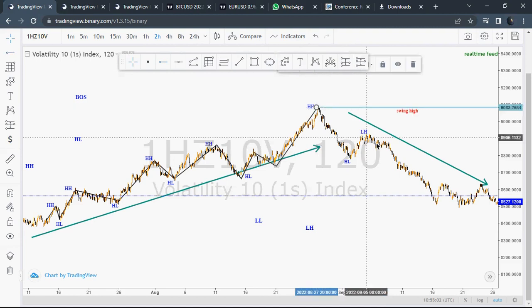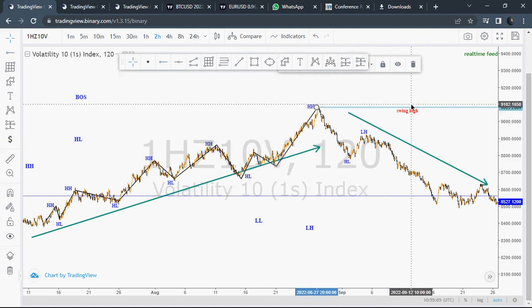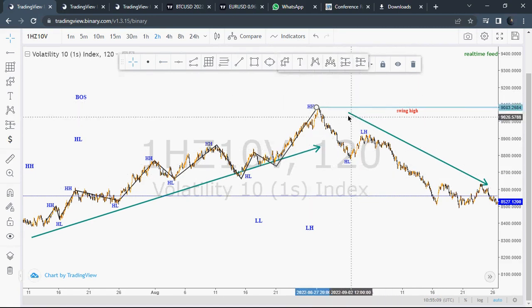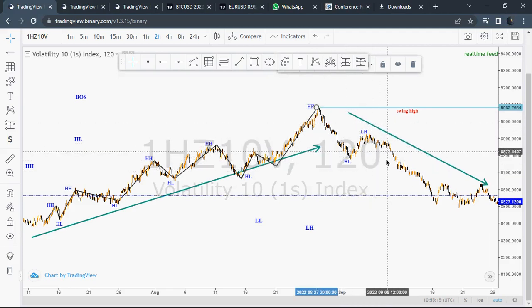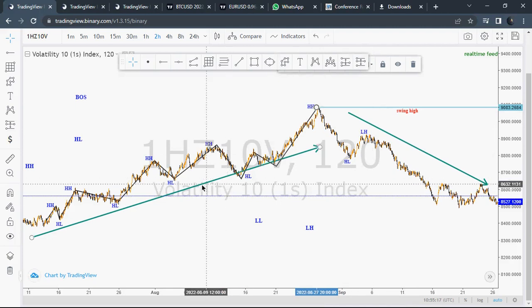You can see this was the last high, what's known as the swing high, and then price failed to go up to create a new higher high, but rather created a lower high. So this tells us that the market is now in a what? In a downtrend. The market is now in a downtrend.